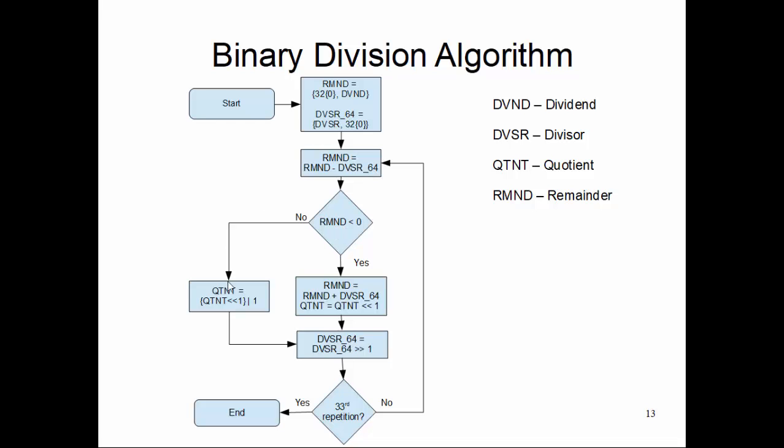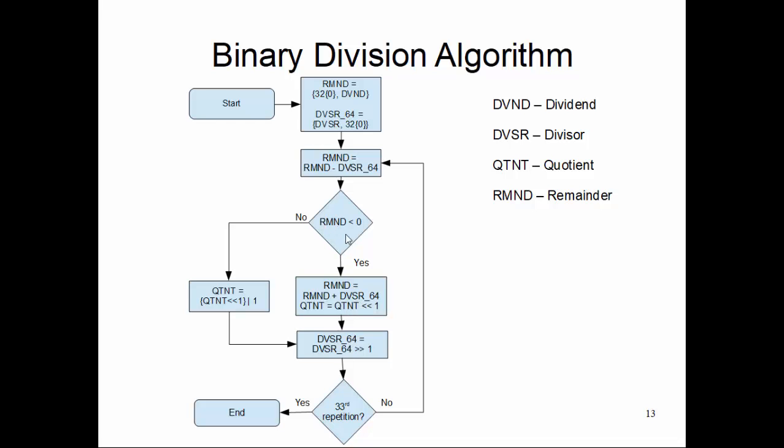If it is negative, then we do what? We do a rollback. We just do a reverse operation, remainder equals remainder plus the divisor 64, and simply left shift the quotient bit. Okay, so the quotient bit, of course, we need to initialize with all zeros. That's the assumption. So we simply left shift the quotient bit.